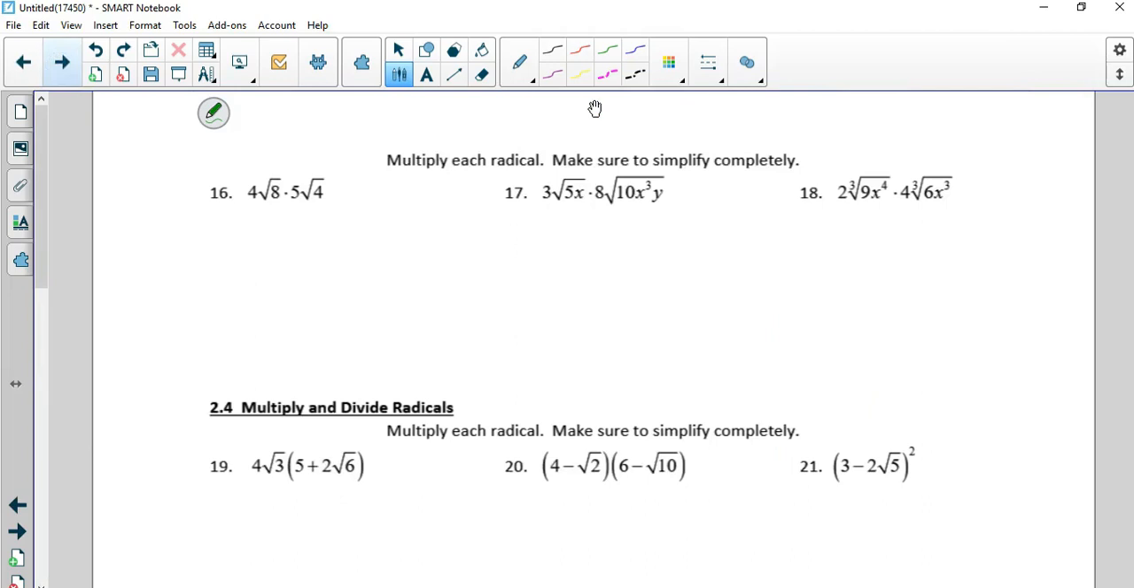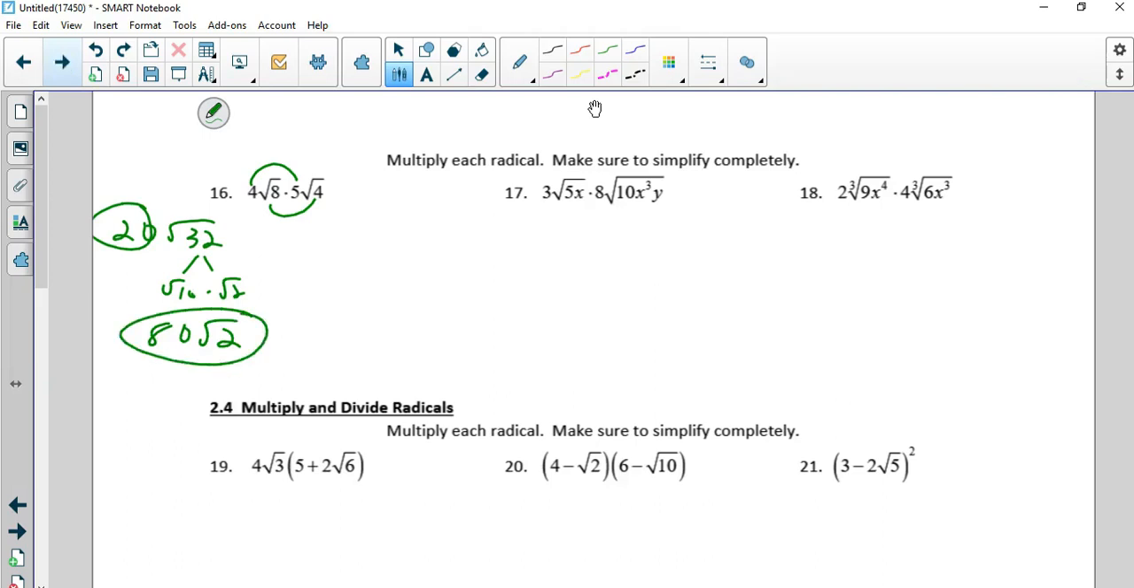Okay, multiply. Remember, any, outie, outie. So 4 times 5, radical 8 times radical 4. That's one way to go about it. So 4 times 5 is 20. Radical 8 times radical 4 is radical 32. Then we're going to do radical 16 times radical 2. Don't forget the 20 out here. Radical 16 is 4 times 20 is 80. Radical 2. That's our answer.